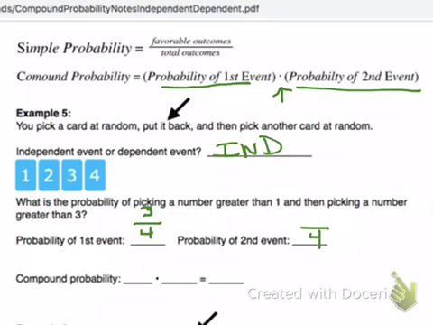And the second event is greater than 3. Well, there's only 1 card greater than 3. So the probability of getting the 4 is 1 out of 4. How do you figure the probability of both things happening? It's the first probability multiplied by the second probability. So it would be 3/16.